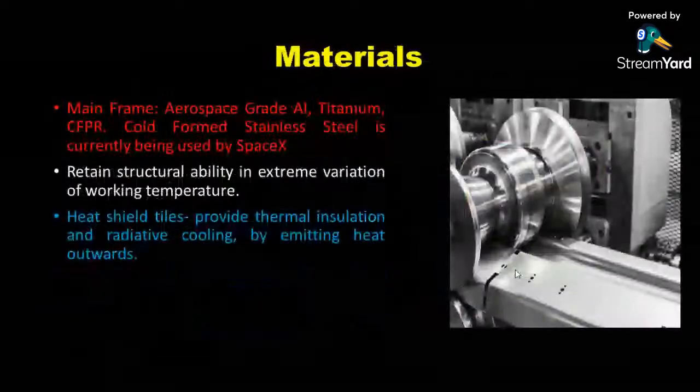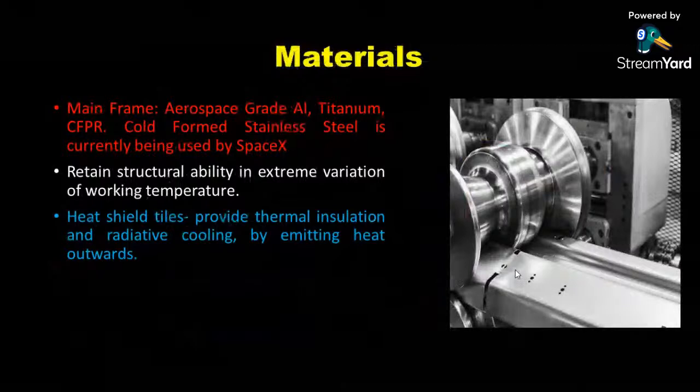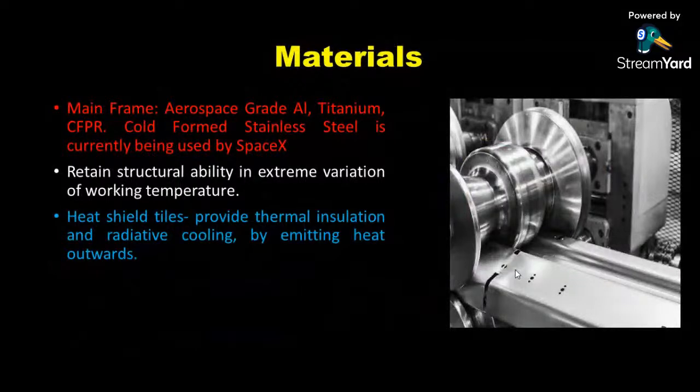We come to our last part, which is the materials. The materials used for rockets range from a special high density material for heat absorption to high strength lightweight materials to carry flight loads. The materials range from aerospace grade aluminium, titanium, carbon fiber reinforced polymers, various alloys, aluminium lithium alloys, etc. Cold form stainless steel is currently used by SpaceX for Starship.